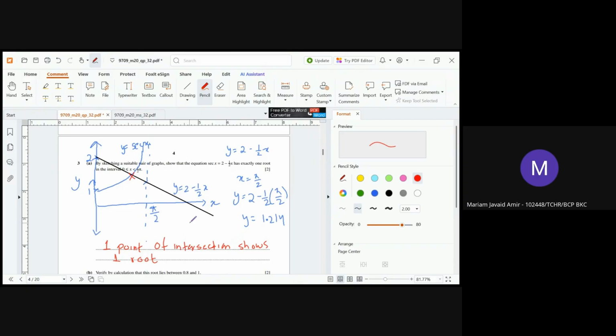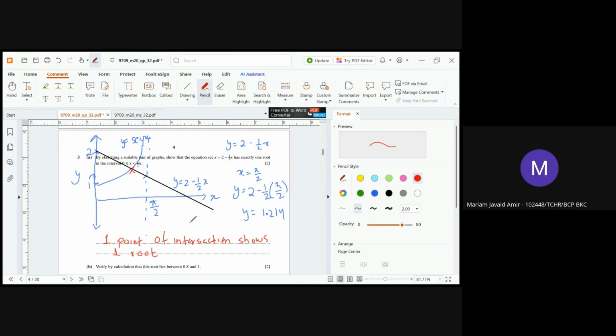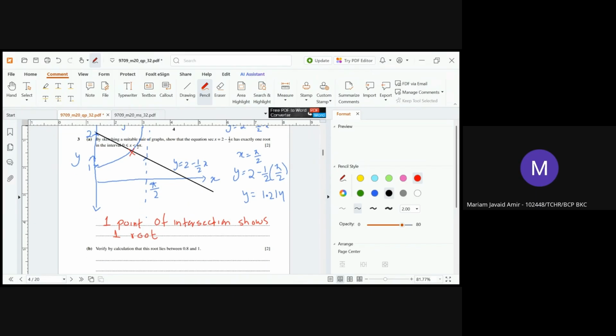Okay. Next part, verify by calculation that this root lies between 0.8 and 1. What we'll do now is move both parts of the equation to the same side and write f(x) equals secant x is 1 over cos x. Bring 2 to the other side, negative 2. Bring negative half x to the other side, plus half x. And you may write equals to 0 over here. Now we'll substitute 0.8 here and we'll substitute 1 here. And we'll show that there's a change of sign.